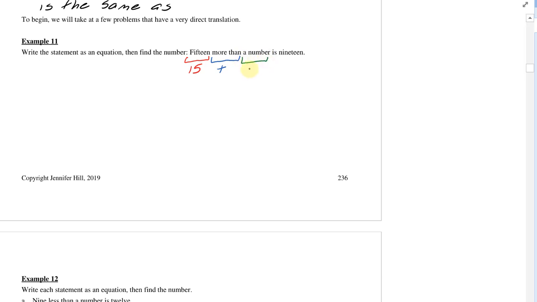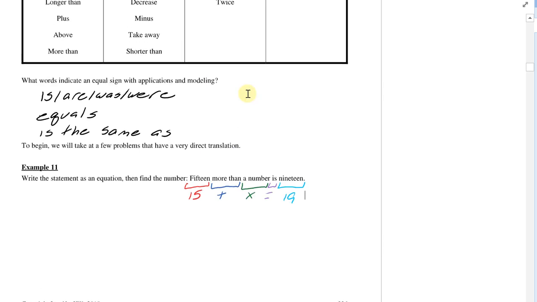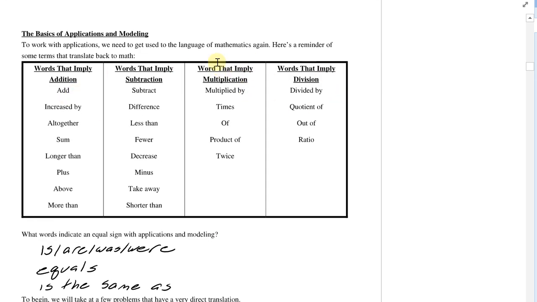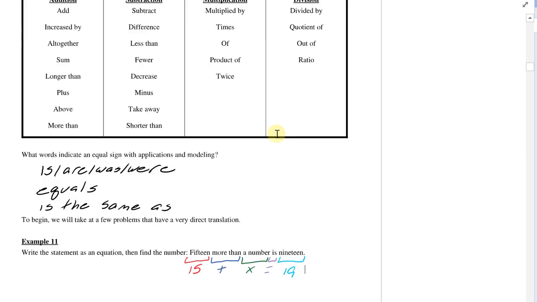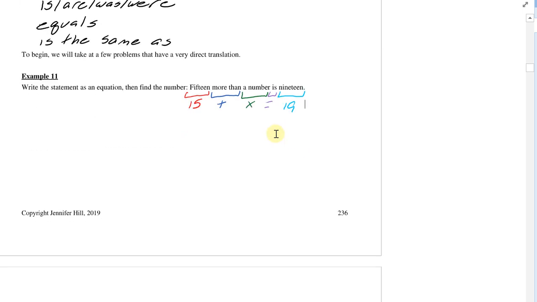So we don't know what that is. That would indicate an x. Then we just talked about how the word is means equals, and then this last part, 19, will just mean 19. What you're going to find as you look at these is that every word should have a translation from the chart that we have up here above. So if you're struggling with this, you might want to have this chart next to you. So the equation that I want to solve is 15 plus x equals 19, and then I can just solve that as usual by subtracting the 15 to get x equals 4.